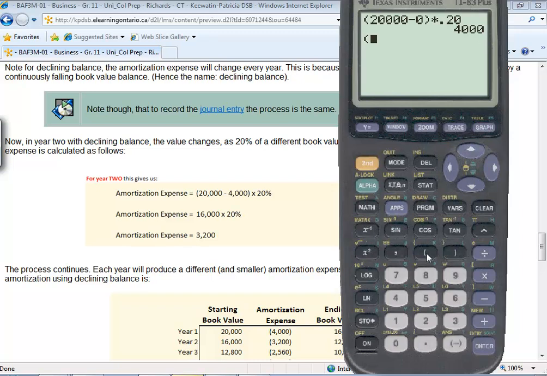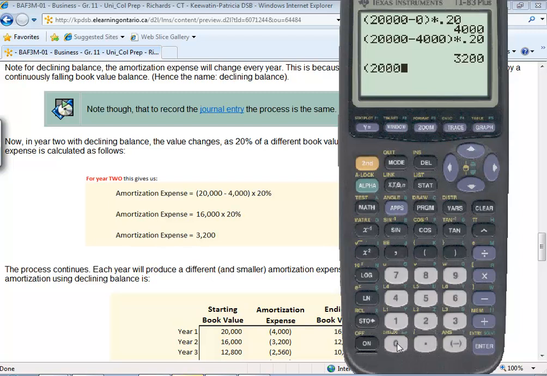Well, now for the next year, it would be 20,000 minus the 4,000. We've already taken $4,000 off its value. And so in the second year, you'd be allowed to use $3,200 in expense for that one. Okay, so that's why it's called declining balance, because you can amortize or use an expense a smaller amount each year.